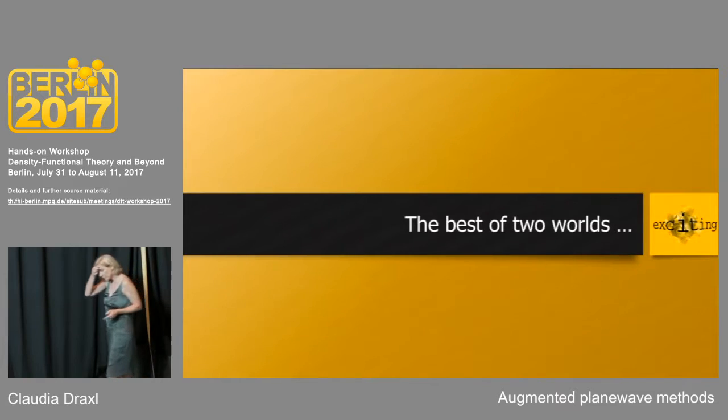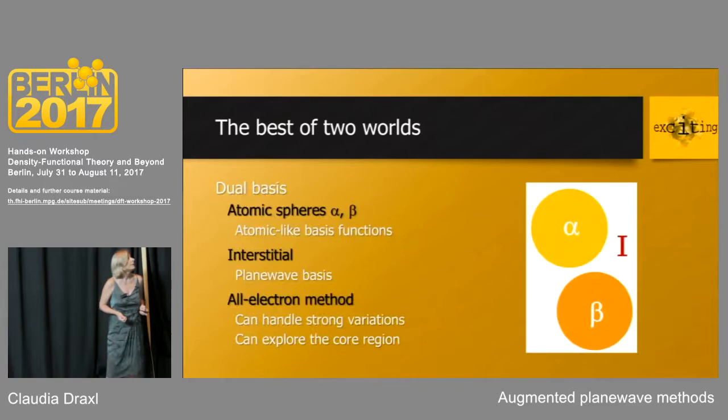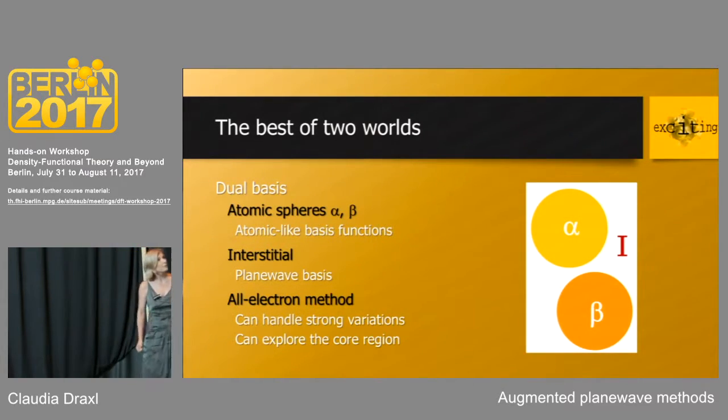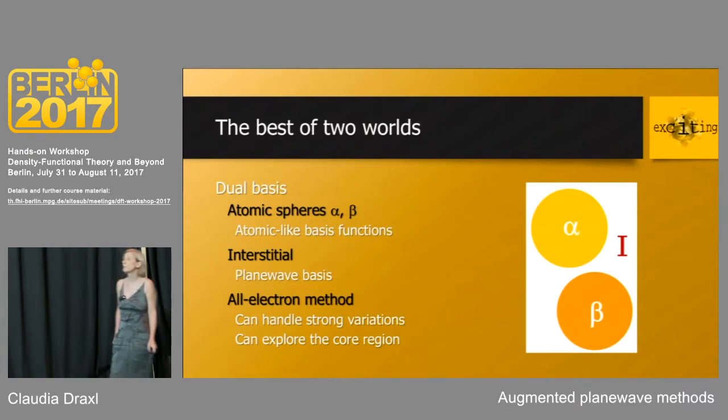So LAPW is combining what we call the best of both worlds. What does it mean? We have a dual basis set. If you look at this unit cell, then we distinguish between two different areas. One area is the so-called atomic spheres. They are labeled alpha and beta here, and everything in between we call the interstitial region. For these two regions, we have two different basis functions. They are atomic-like in the spheres, but in the interstitial, they are plane waves.